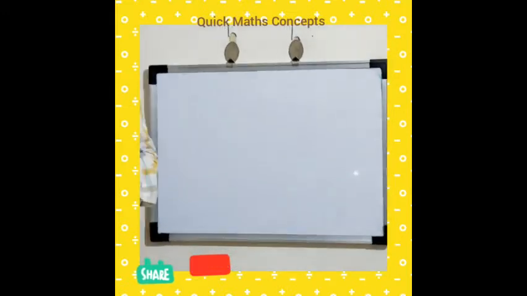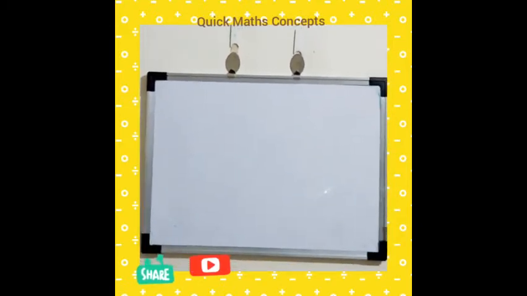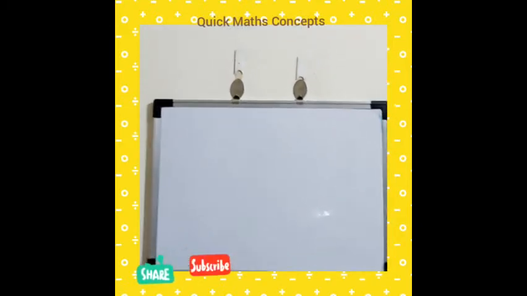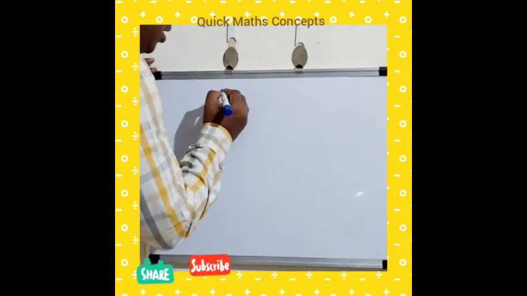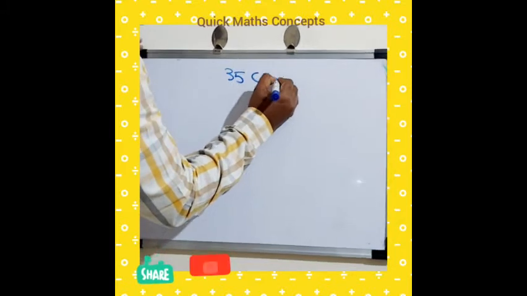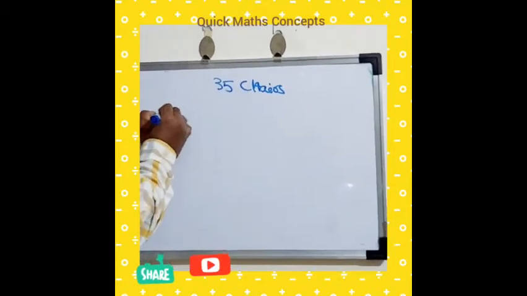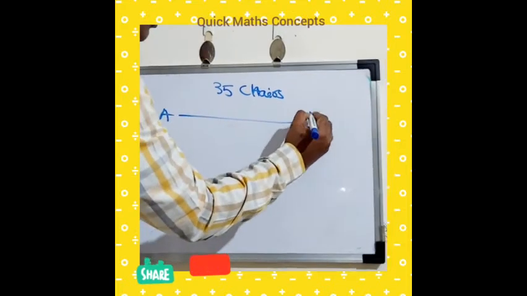Okay, we'll see one more problem which is related to measurements only. In a college, there is a row, and in total there are 35 chairs.